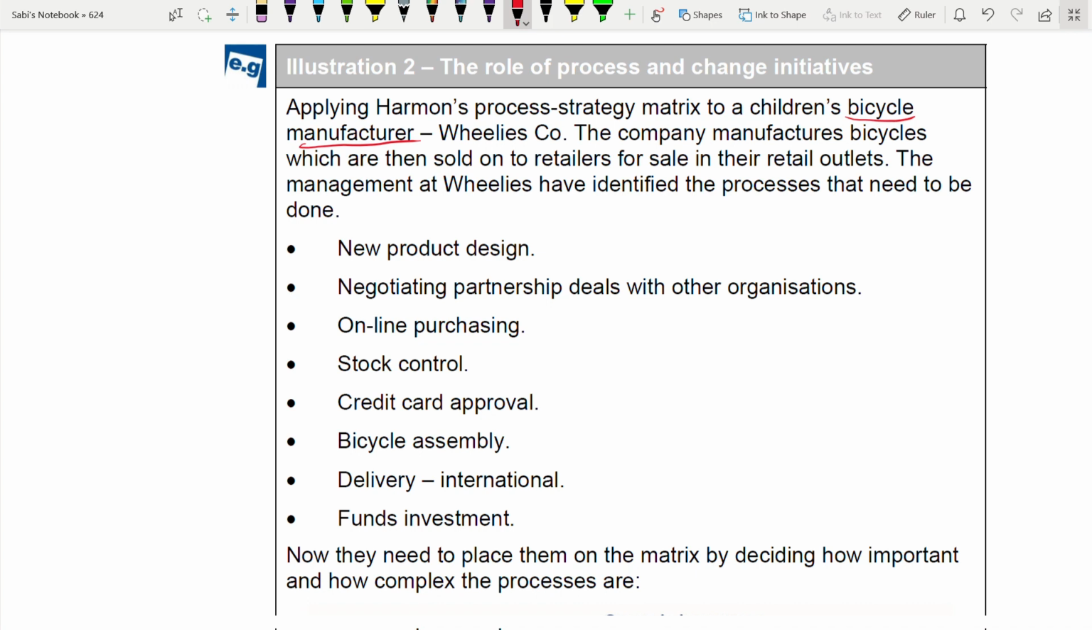Let us start with new product design. Where do you think it will fit? Think in terms of complexity and strategic importance. New product design. According to me, this should fit where both are high. That means this is a process which needs to be improved. According to me, let's see the answer.